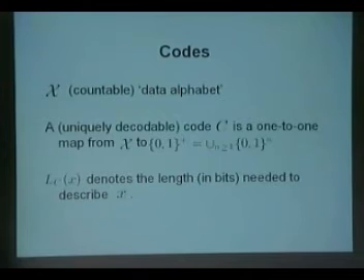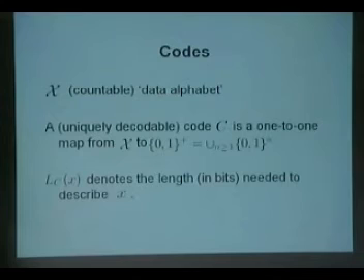And when I speak of codes, I mean what information theorists call uniquely decodable codes. So the codes I'm talking about are always such that if you have a description of an outcome, so you map this outcome in X to a binary sequence, given the description, you can uniquely reconstruct the outcome that gave rise to the description. So it's lossless coding. MDL is about lossless, not lossy coding.